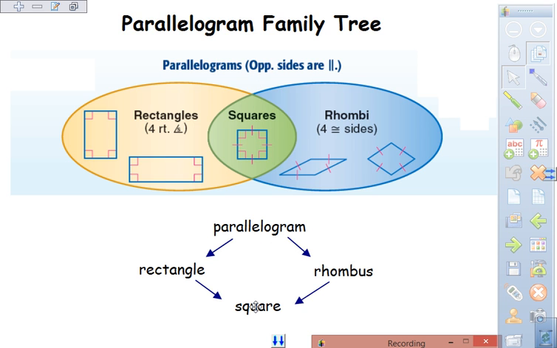If you want to do a hierarchy, here's what you have. If it's a parallelogram, then it can either be a rectangle or a rhombus, or neither. And if it's a rectangle and a rhombus, then it's considered to be a square. You'll need to know this hierarchy for the final.